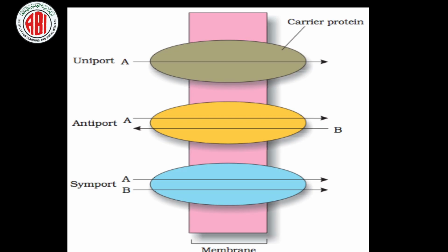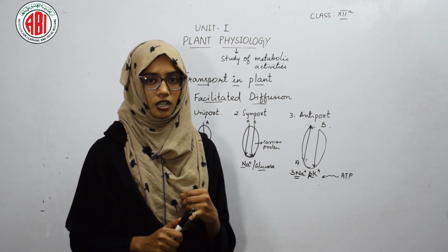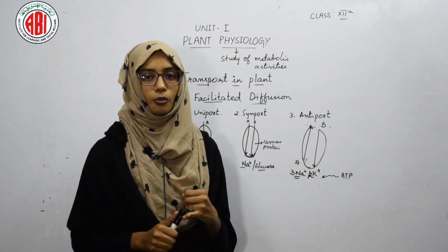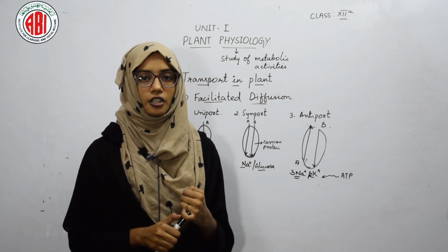Uniport shows the movement of only one particle in one direction. Symport shows two particles which move in the same direction, and antiport shows the transportation of two different particles in opposite directions. So, till now we have discussed passive transport and the different processes under passive transport, which are diffusion and facilitated diffusion.